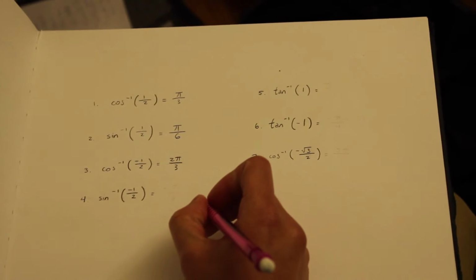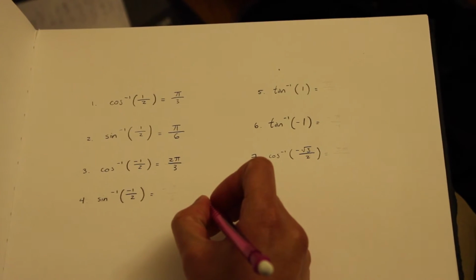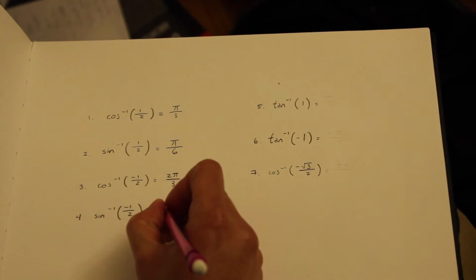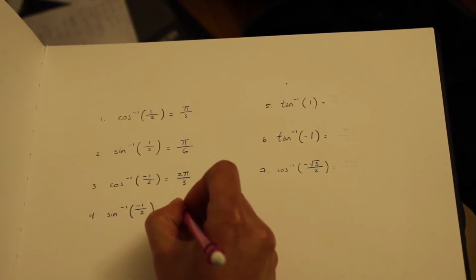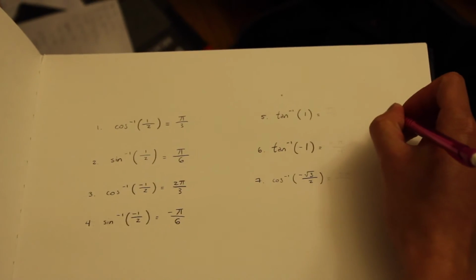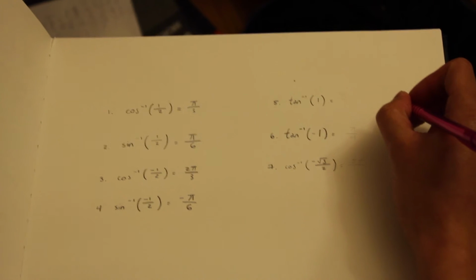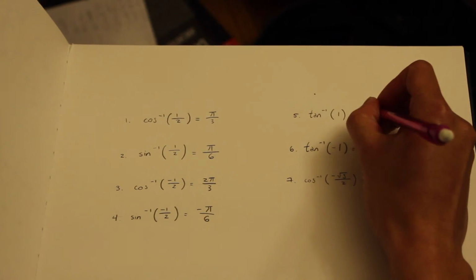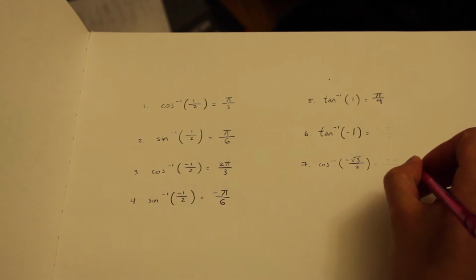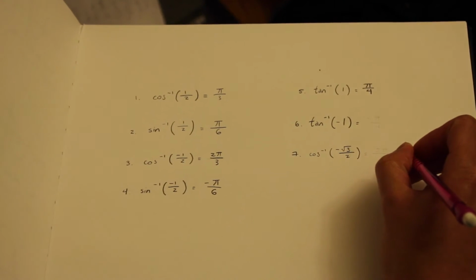Okay, number 4, the sine inverse of negative 1/2. Let's see. Is it negative pi over 6? It is. Oh my gosh, look at that. Number 5, tan inverse of 1. Isn't that pi over 4? Yup. We're getting closer.